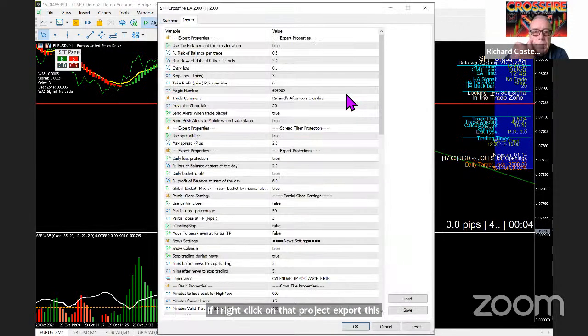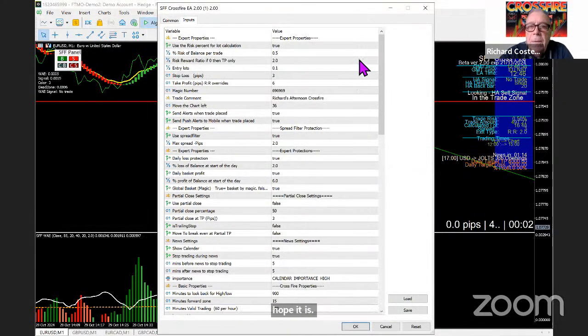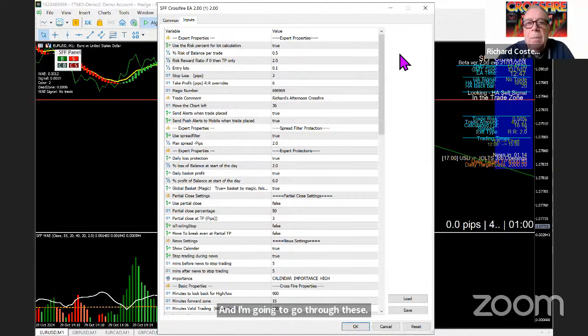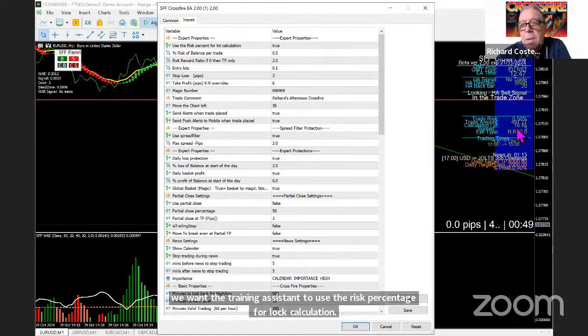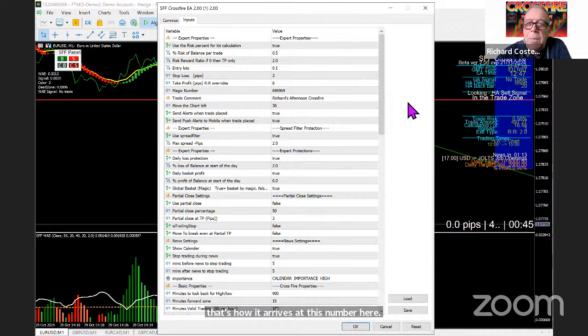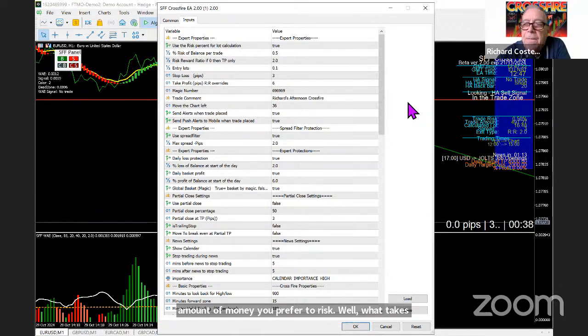Go to export this properties. And I'm going to go through these and try and explain the effect that each one of these has. So we want the trading assistant to use the risk percentage for lot calculation. That's how it arrives at this number here. It takes into account the amount of money you're prepared to risk, the risk percentage. So in my case, I'm risking 0.5% on this pair.